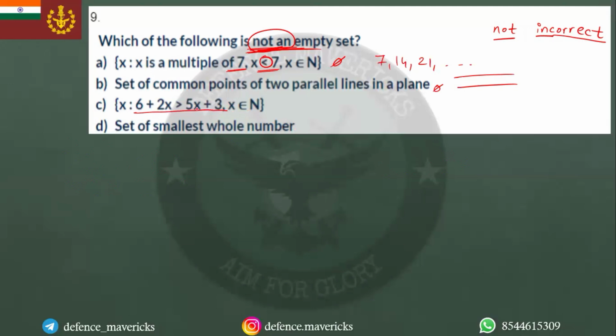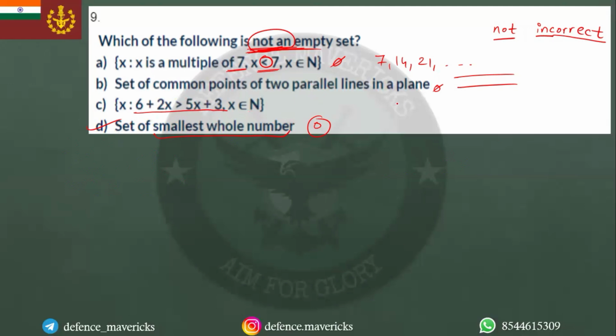Let's see. Set of smallest whole number. Now what is the smallest whole number? Of course there is a smallest whole number. 0 is the smallest whole number. So this is not an empty set. So this will be your answer. If you want to stay safe in the exam, you can just tick D and go ahead. But now we are practicing, so let's check with C also.